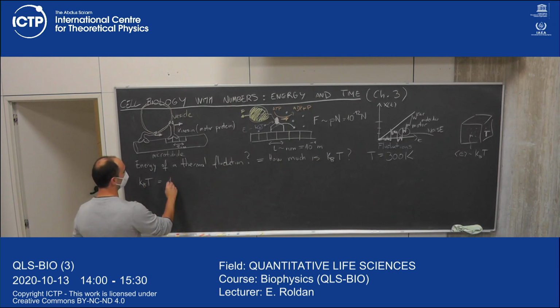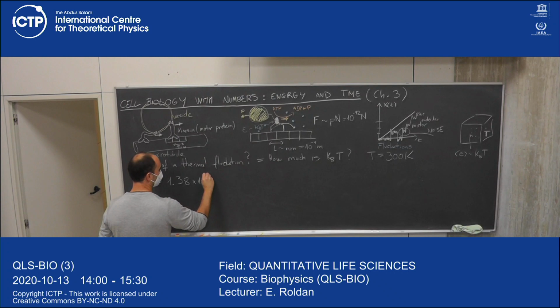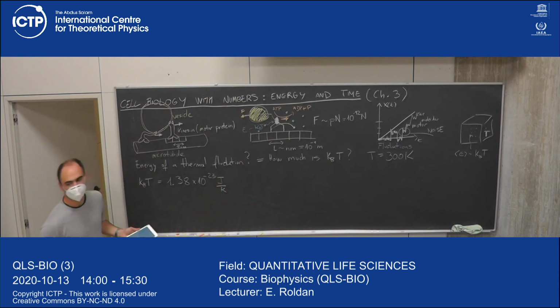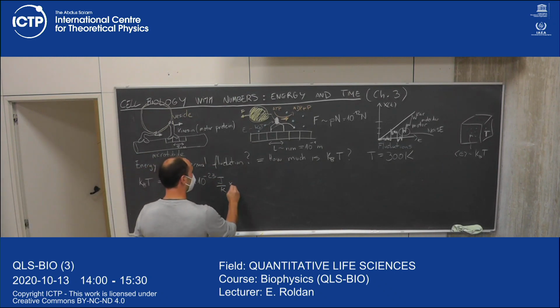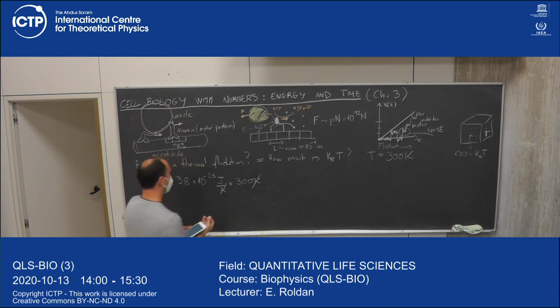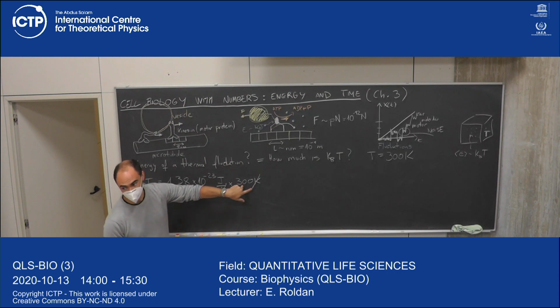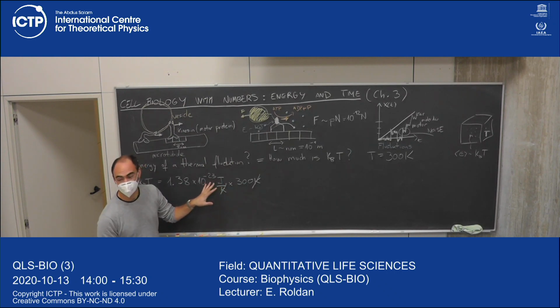How much is the Boltzmann constant? I tell you, 1.38 times 10 to the minus 23 joules per Kelvin. This you can find in any physics book. It's a well-known number. And the temperature is 300 kelvins. So you kill the kelvins, and now you have 10 to the minus 23 times 100. It's 10 to the 2. This gives you 10 to the minus 21 joules.